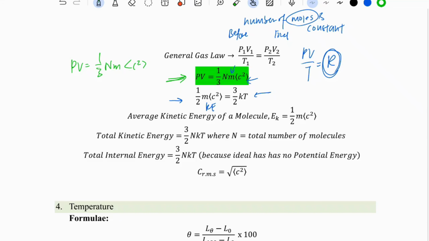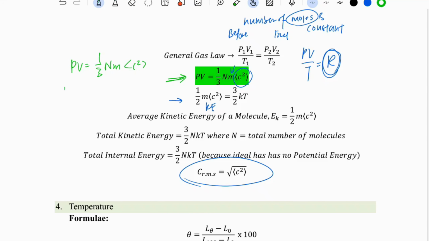Wait, I just realized I said it wrongly. This is not root mean square speed. This is mean square speed. This is root mean square speed. When you square root your mean square speed, you get a root mean square speed. The one we just see is square, and this means mean. The two brackets in front means mean. This is mean square speed. Sorry, I just realized I was saying something wrongly.